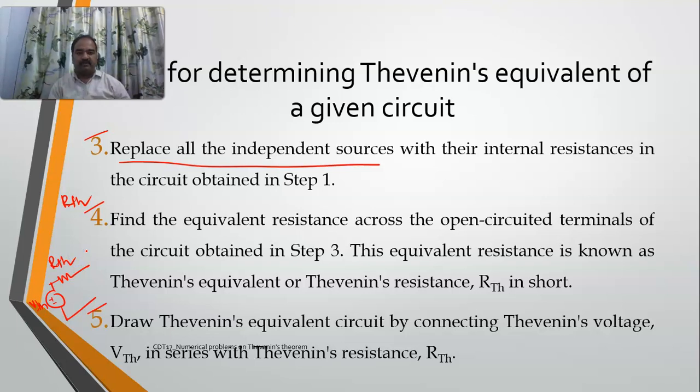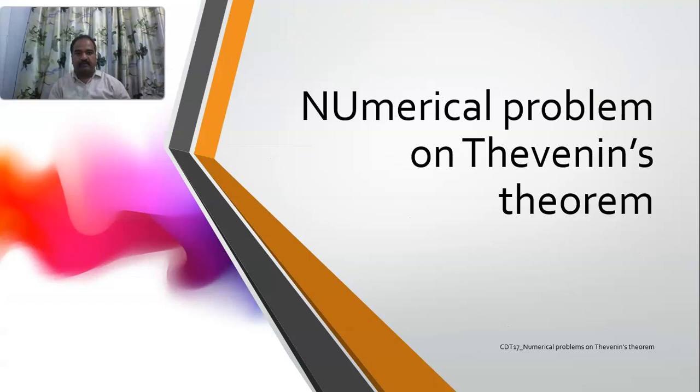So a quick review. Step number 1 is about removing that load resistance. Step number 2 is about determining VTH. Step number 3 is replacing the sources. Step number 4 is determining equivalent resistance. Step number 5 is replacing the network with the Thevenin's equivalent circuit. Now, coming to the numerical problem on Thevenin's theorem.